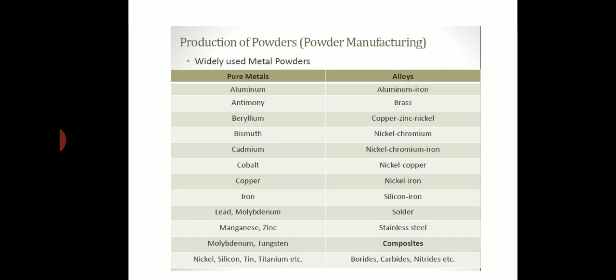Nickel, tungsten, tin, titanium, etc. And under the alloy: aluminium, iron alloy, brass, copper, zinc, and nickel alloy, nickel, chromium alloy, nickel, chromium, iron, nickel, copper, nickel, iron, silicon, iron, solder, stainless steel, composites, carbides, nitrides, etc. So these are the powders which can be used in powder metallurgy.